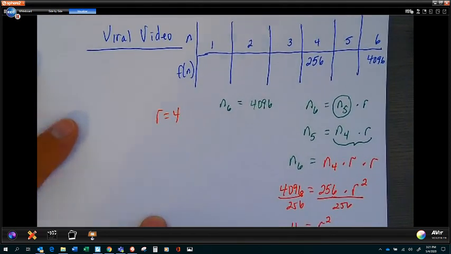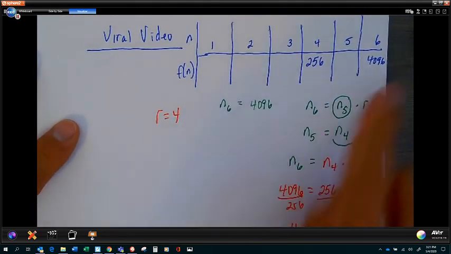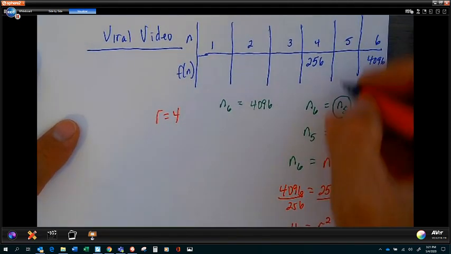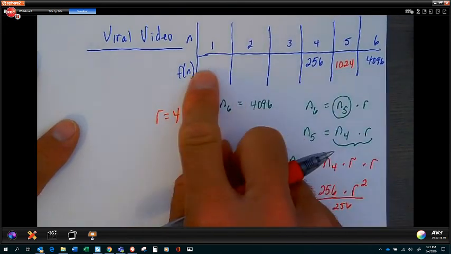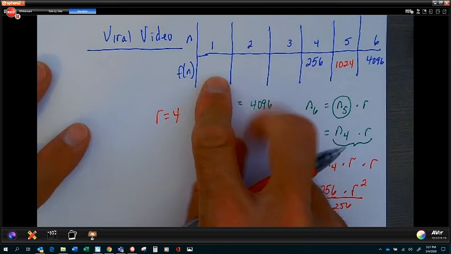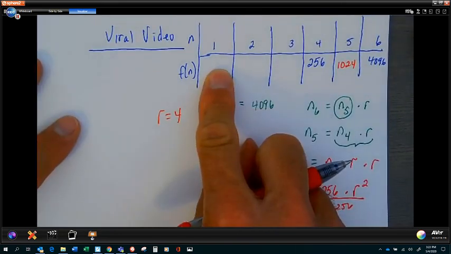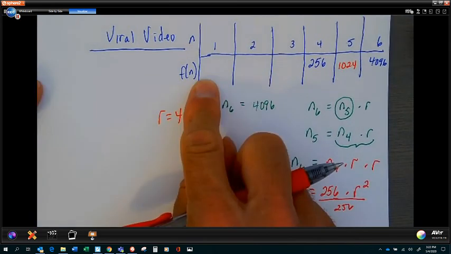Well, now I can plug in the recursive formula, or I could just divide 4096 by 4. And dividing it by 4, which I told you before, is going to give us 1024. And then we could work our way backwards and get all of these if you wish. Or you could just plug it into the explicit rule and get just the first term if you wanted. Because we need to find and write the rules, so really we only need the first one.